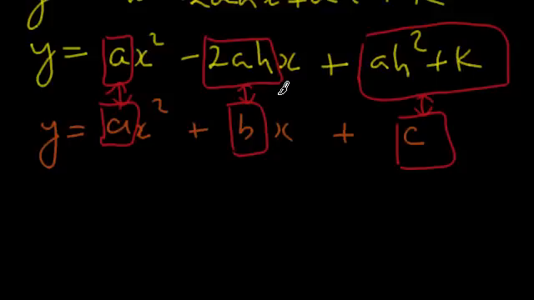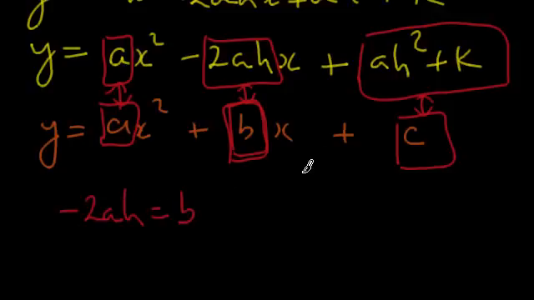We've gotten all these terms, and by looking at these items here, which I've boxed in, we've got an x term here in this form and an x term here in this first equation. And what I'm going to do is set them equal to each other. So we've got negative 2ah is equal to b, and in this case here we've got c is equal to ah squared plus k.